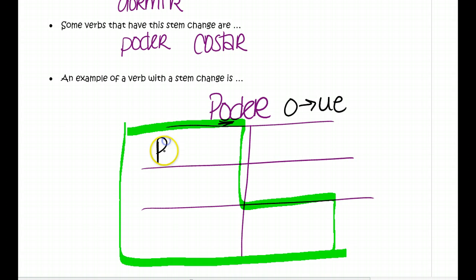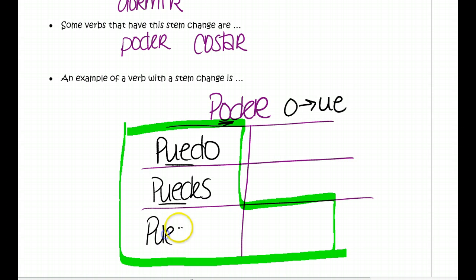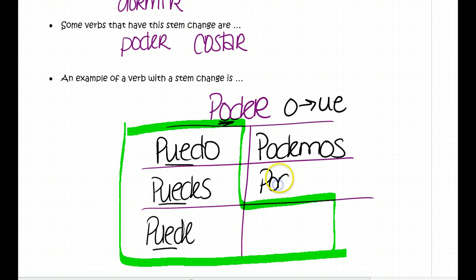So the yo form, puedo, I can or I am able to. Tú form, puedes, you can or you are able to. Él, ella, usted form, puede, he or she can or is able to. Nosotros form is outside the boot, so we do not change the O to a UE, we're going to leave it as O. So nosotros podemos. Vosotros again is outside the boot, podéis. And then ellos y ustedes is back inside the boot, pueden.